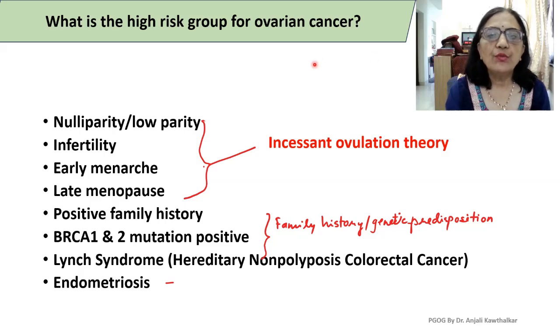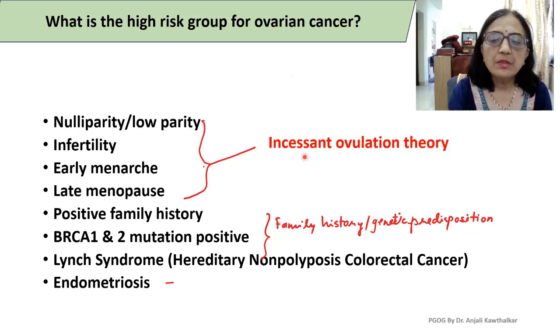Now, what is the high risk group for ovarian cancer is another commonly asked question. There are certain situations where the risk is more, and there are certain factors which protect a woman against development of ovarian cancer. In the high risk group, nulliparity, low parity is the risk factor at the top for ovarian cancer, and the reason is this terminology that the students should remember. Whenever you are asked about high risk group for ovarian cancer, you must mention the incessant ovulation theory.